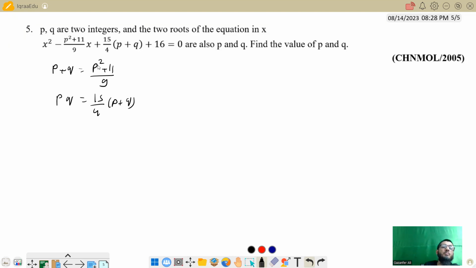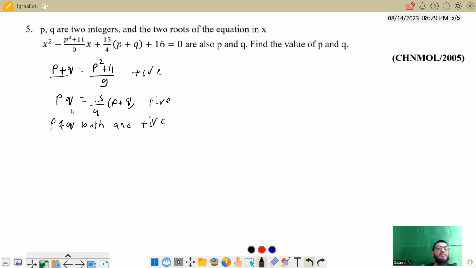See, P plus Q is P square plus 11 by 9. That means P plus Q is positive. And PQ is 15 by 4 multiplied by P plus Q. That means PQ is also positive. So either both are negative or both are positive. No, both cannot be negative. If both are negative, then P plus Q cannot be positive. Oh yes, sorry, both are positive. First conclusion is this: P and Q both are positive.